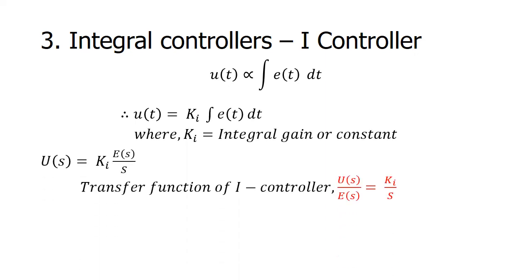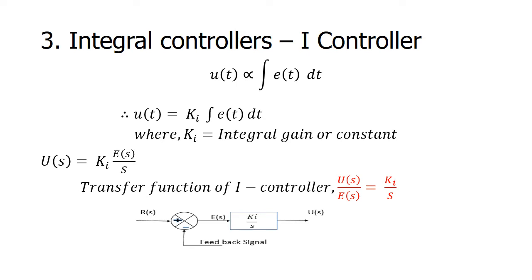Third one is integral controller, in short I controller. Here u(t) is proportional to the integral of e(t) dt. So for the proportionality constant, I am introducing a term called Ki into the integral of e(t) dt. When we take the Laplace transform for this, we will get U(s) is equal to Ki into E(s) by s. So the transfer function U(s) by E(s) is equal to Ki by s. Your input to the controller is E(s), output is control signal U(s).